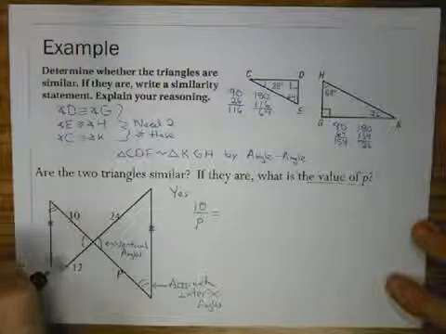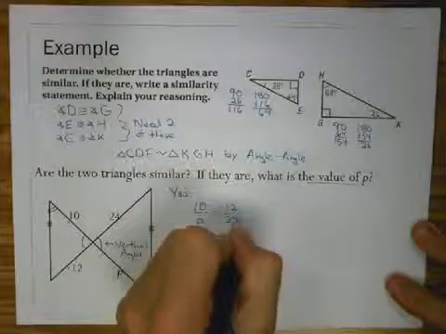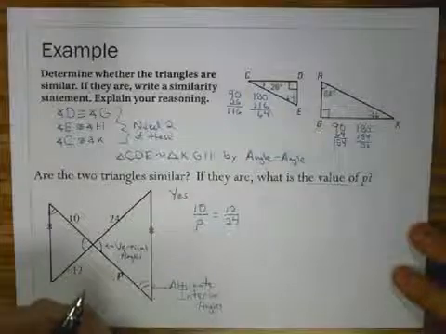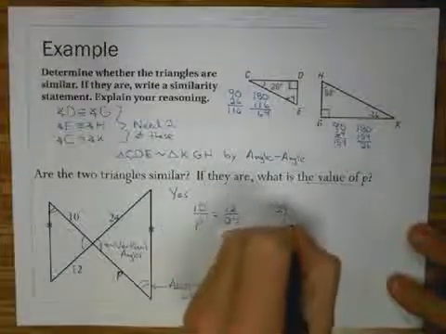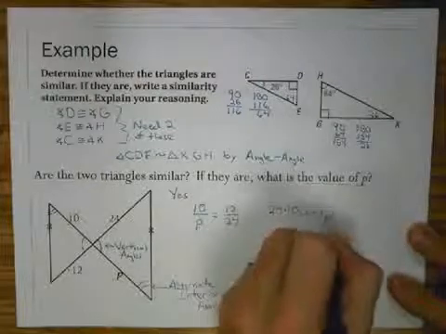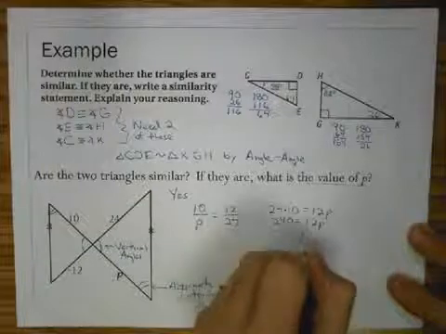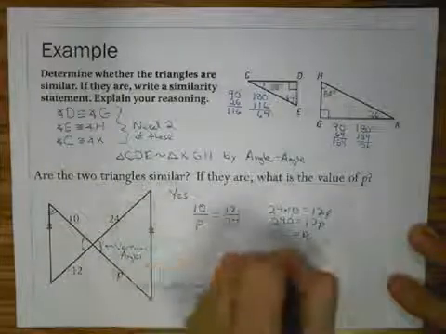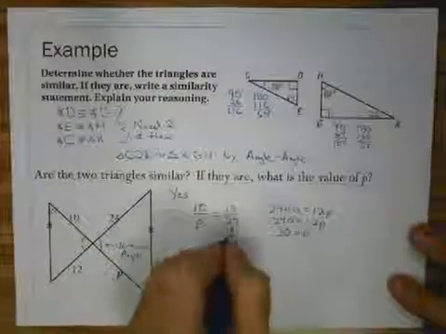12 is my other side in that first triangle. That's corresponding to 24, really our only value left. So that's going to be my proportion to solve. I could do cross product from here and say 24 times 10 equals 12p. 240 equals 12p. So p is 20.